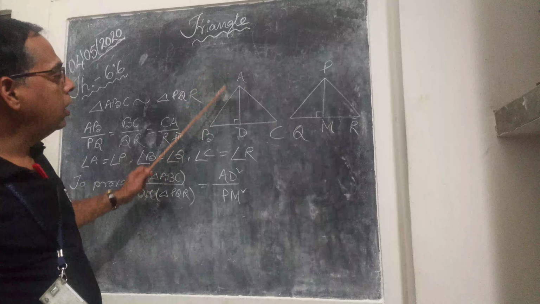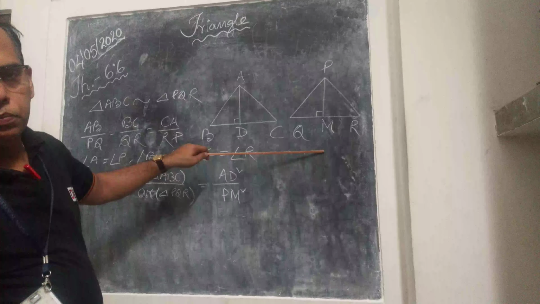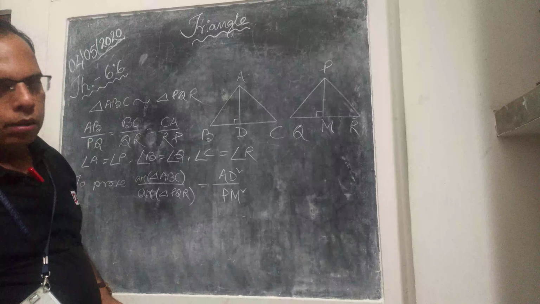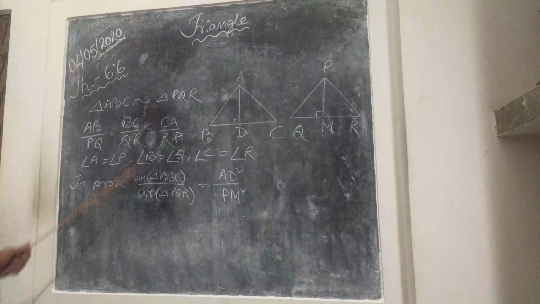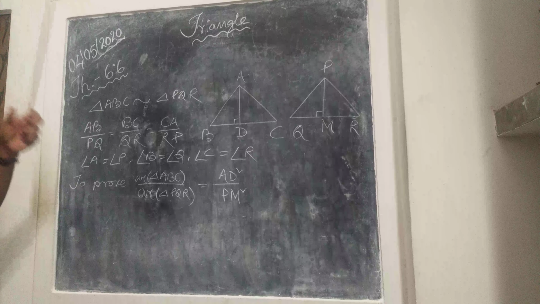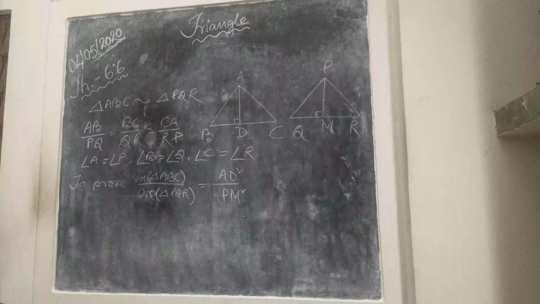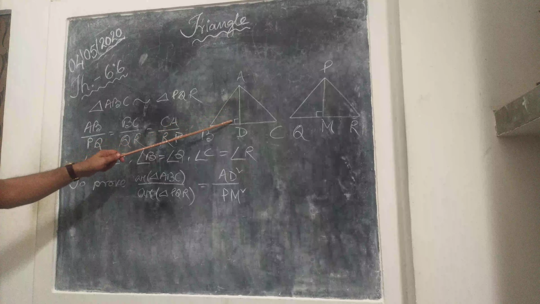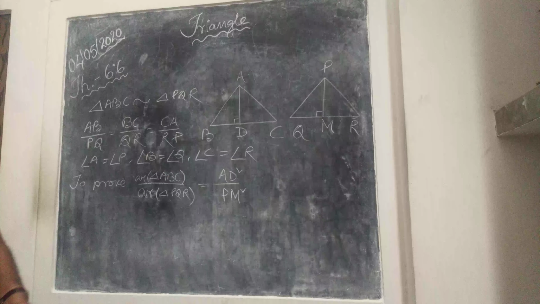And from these we will get these two sides, AD and PM. Please keep in mind, sometimes they will ask you to prove this one. In triangle ABC and triangle PQR, also prove that this is equal to this, the altitudes. That means you have to know what the steps are when you draw this.